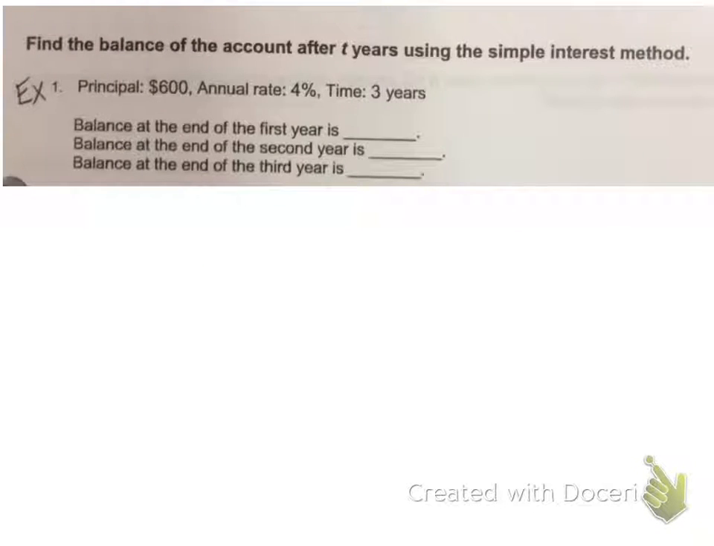Alright? That example 1 says find the balance of the account after 2 years using the simple interest method. So if we have $600, we have an annual rate of 4%, and we have a time of 3 years. Okay?